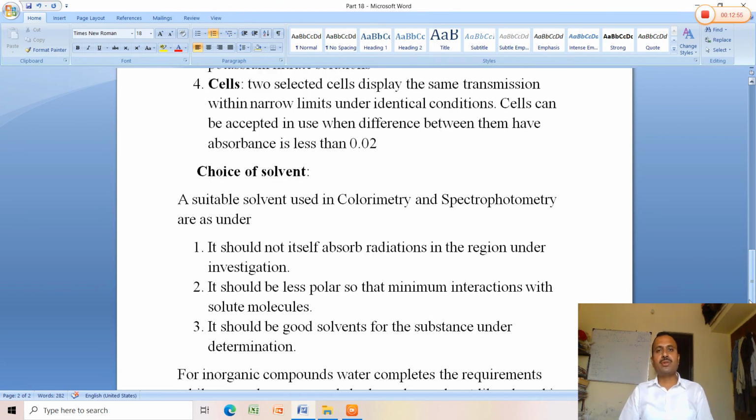So this is all about the choice of solvent and the measurements in colorimetric estimation. The measurements depend on 4 factors: cells, absorption scale, wavelength scale, and illumination or source of light.